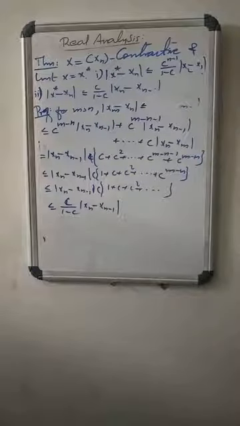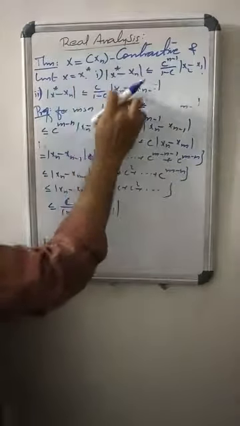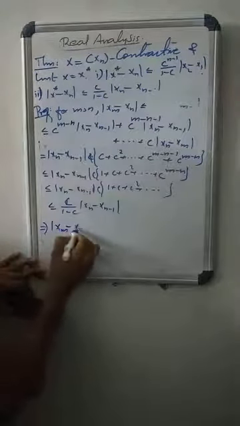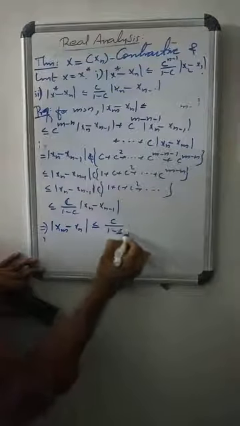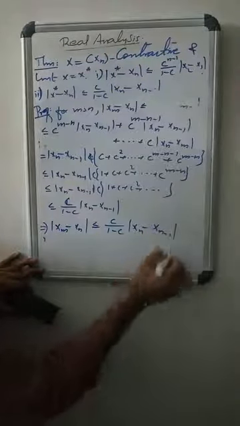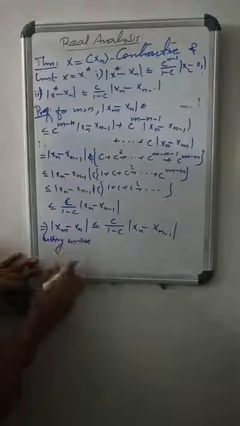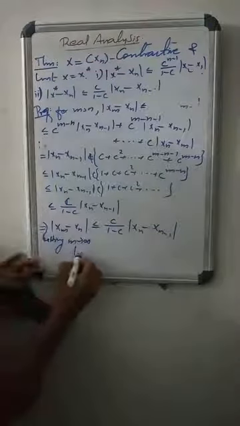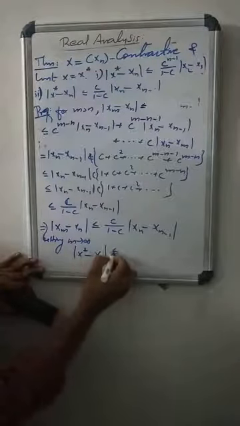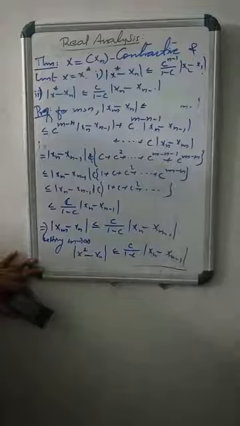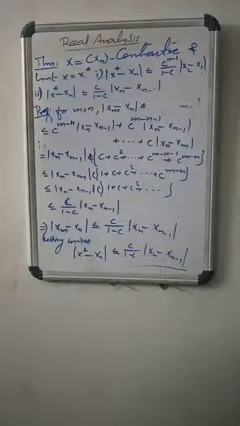So for any contractive sequence x equals (x_n) with limit x star, modulus of x star minus x_n is less than or equal to c by 1 minus c into mod x_n minus x_{n-1}. From here what do you get? Modulus of x_m minus x_n is less than or equal to c by 1 minus c into modulus of x_n minus x_{n-1}. Letting m tend to infinity, x_m tends to x star. So modulus of x star minus x_n is less than or equal to c by 1 minus c into x_n minus x_{n-1}. That is what we require. Agreed?